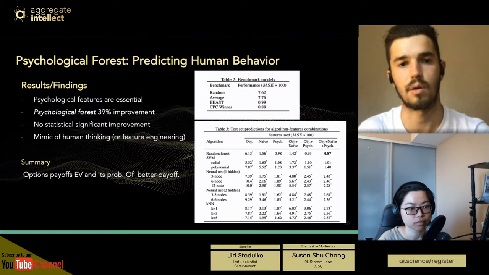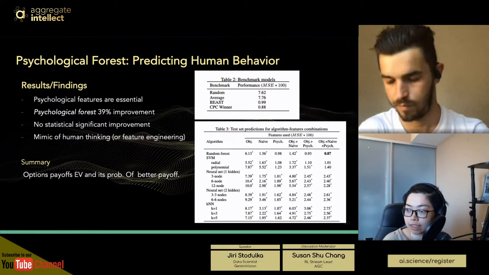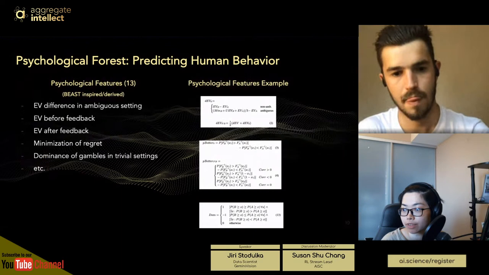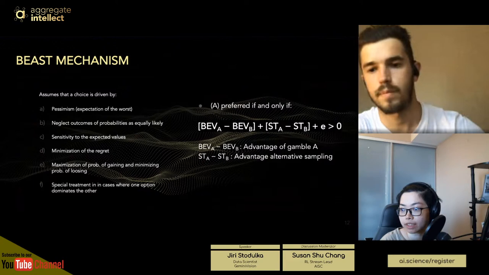Thanks. So I did get another question. Can you elaborate on the advantage of alternative sampling in the equation? Choose gamble A if the advantage of gamble A is larger than the advantage of alternative sampling. So I think that's the slide. Specifically the advantage of alternative sampling part.